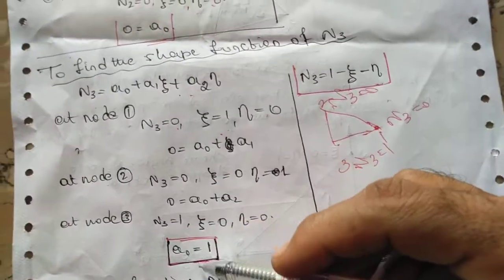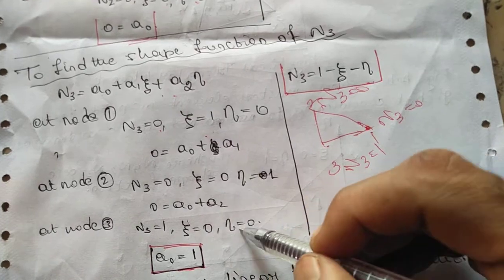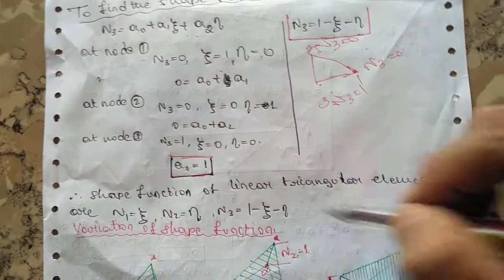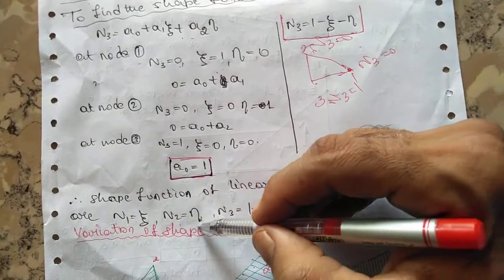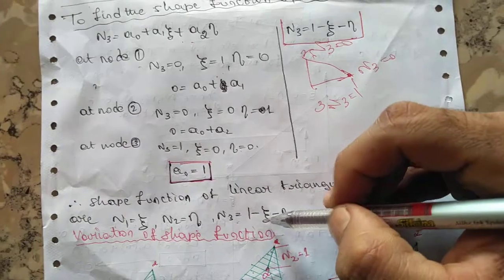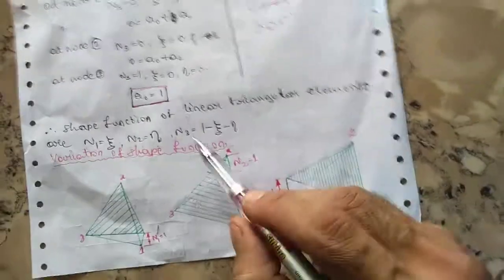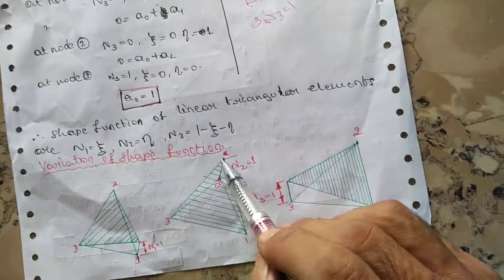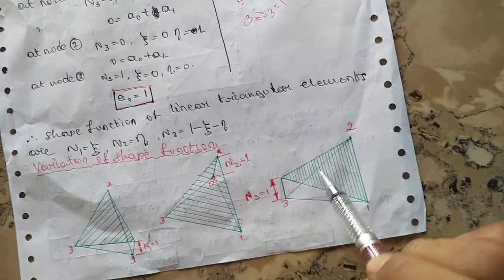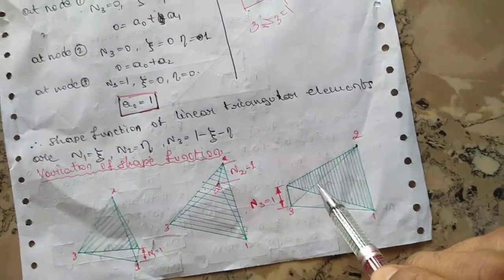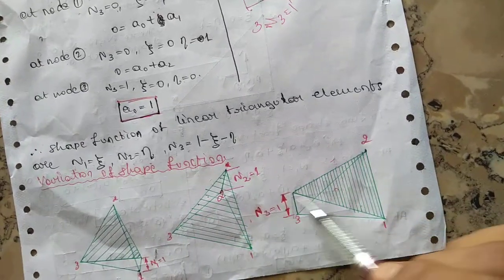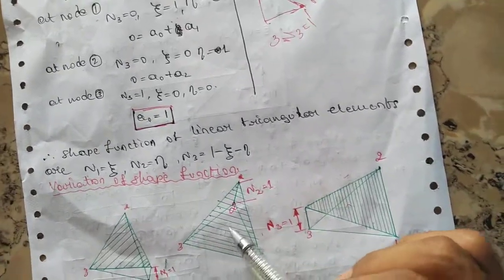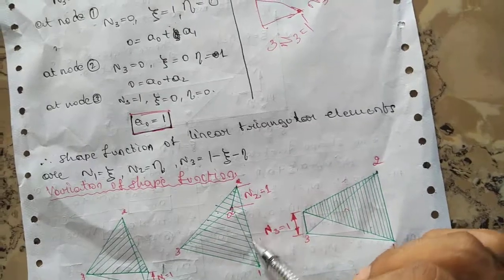After substituting the values we will get a0 as 1. So the shape functions for the linear triangular element are: N1 is xi, N2 is eta, N3 is 1 minus xi minus eta. And this is the variation of the shape function I mentioned here. These are 3 sketches, N1, N2, N3. You have to mark it, and you have to hatch it. Thank you.